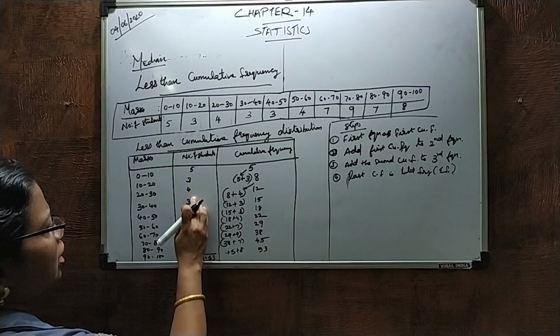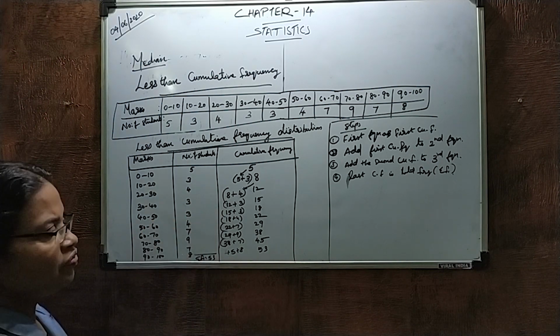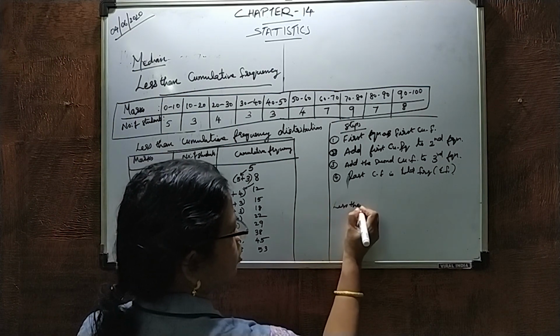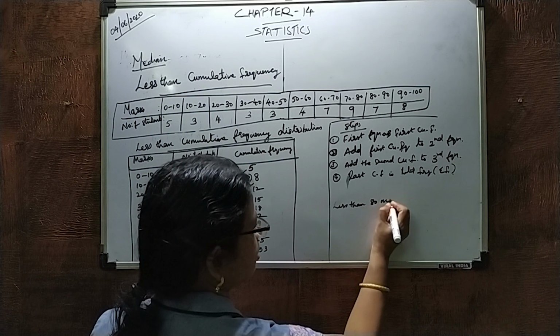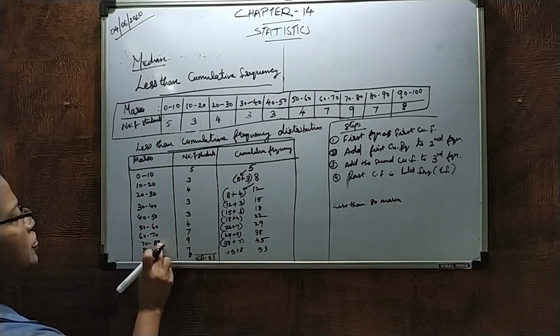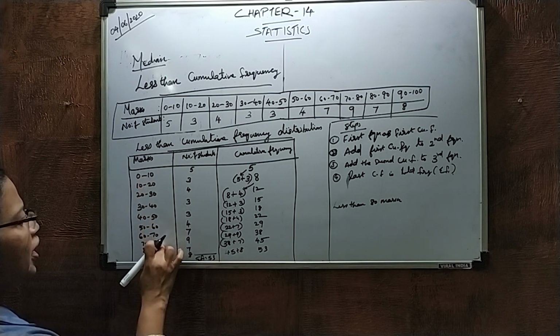Next, suppose they are asking less than 80. How will you find out those who got less than 80 marks? Here, up till this one, that means 1, 2, 3, 4, 5, 6, 7, 8.